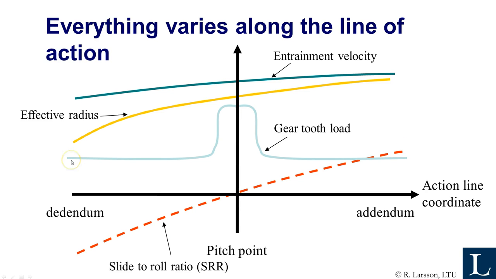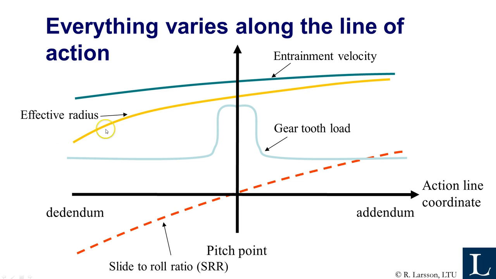The gear tooth load could look like this, that in the beginning you have two pairs of teeth carrying the load, but around the pitch point only one gear tooth pair is carrying the load. Then the load is doubled, and then a new pair is coming into contact, and you get a reduction of the load again.